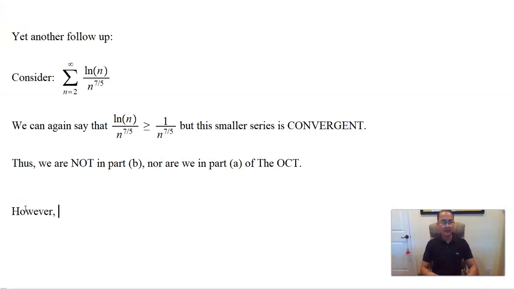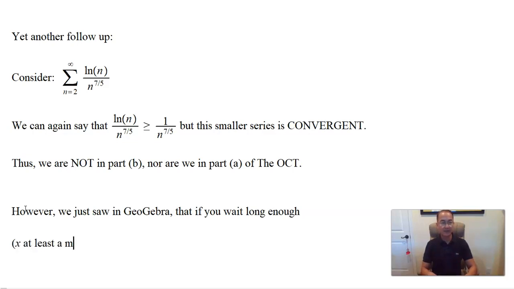However, we just saw in GeoGebra that if you wait long enough, and we saw that x at least 1,000,000, that ln of x is going to be smaller than x to the 1/5. x to the 7/5, no problem. 3/5, little bit of an issue. 1/5, big issue. But still, if you plug in a big enough number, you will get something smaller than 1.